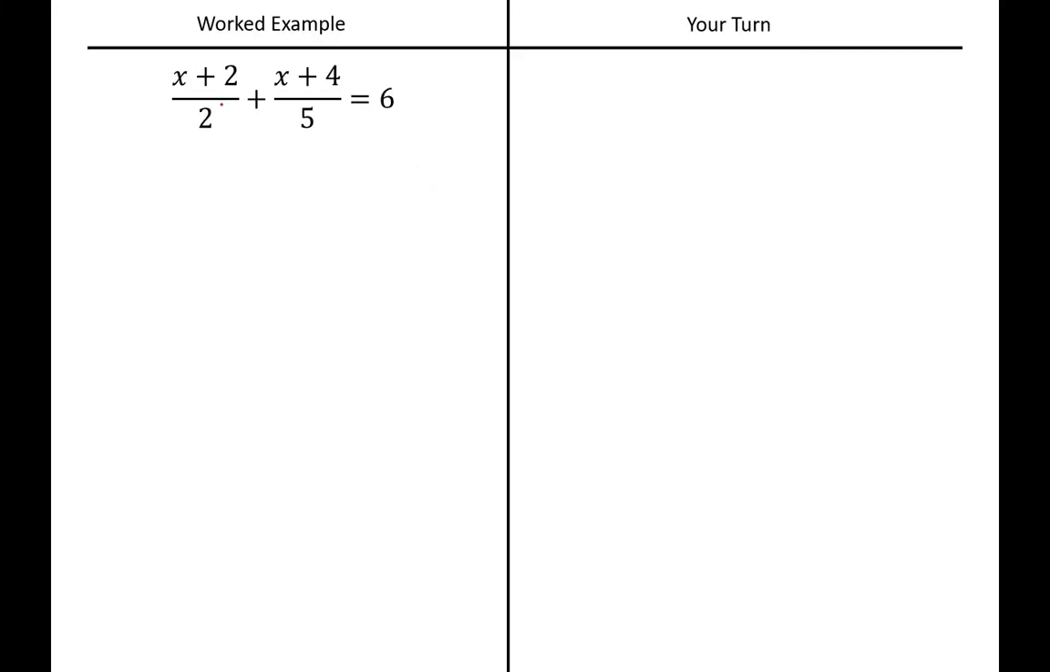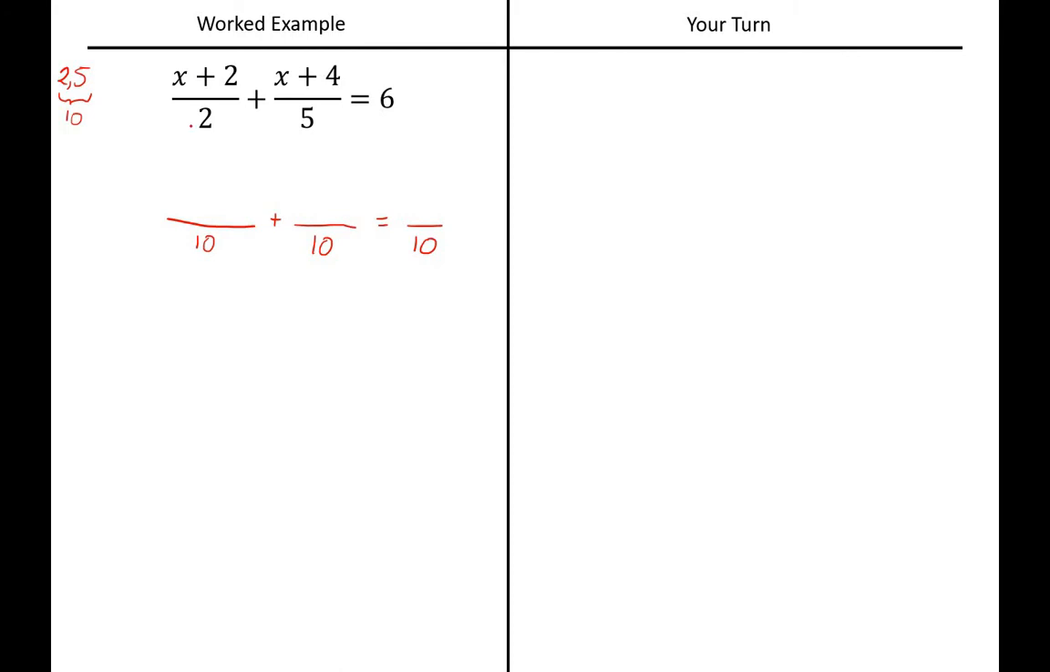So here, if we look at our denominators, they are 2 and 5. So a common denominator, a number they both are factors of, is 10. So we're going to change them into fractions over 10. Okay, and every single term over 10.